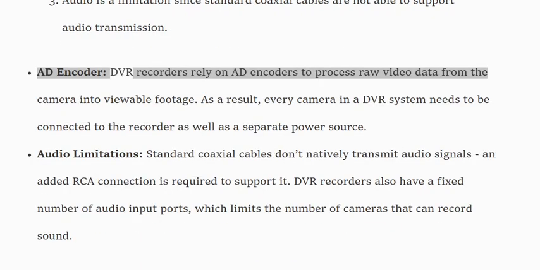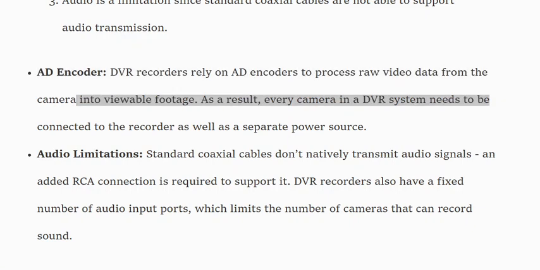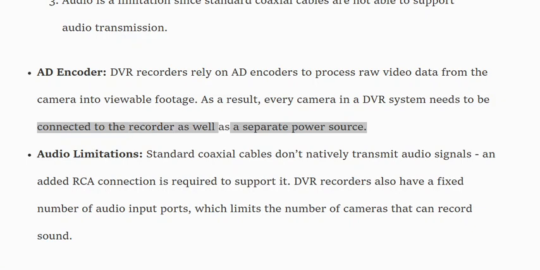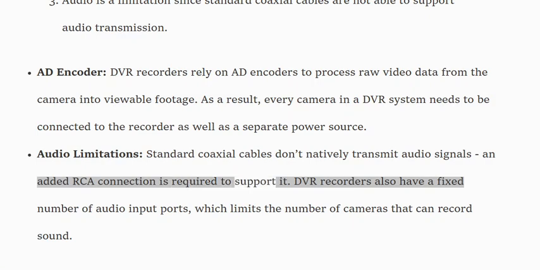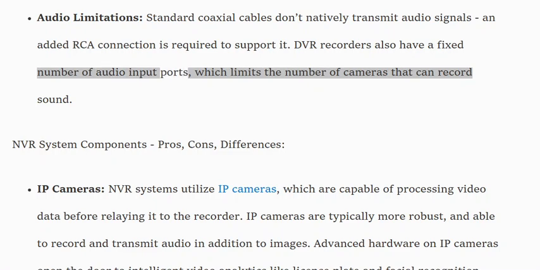A/D encoder. DVR recorders rely on A/D encoders to process raw video data from the camera into viewable footage. As a result, every camera in a DVR system needs to be connected to the recorder as well as a separate power source. Audio limitations. Standard coaxial cables don't natively transmit audio signals. An added RCA connection is required to support it. DVR recorders also have a fixed number of audio input ports, which limits the number of cameras that can record sound.